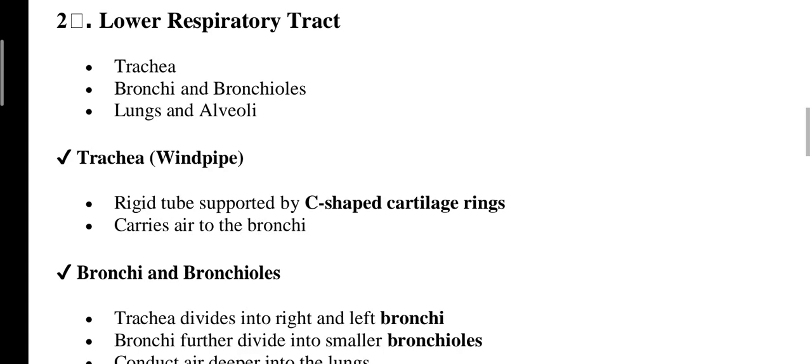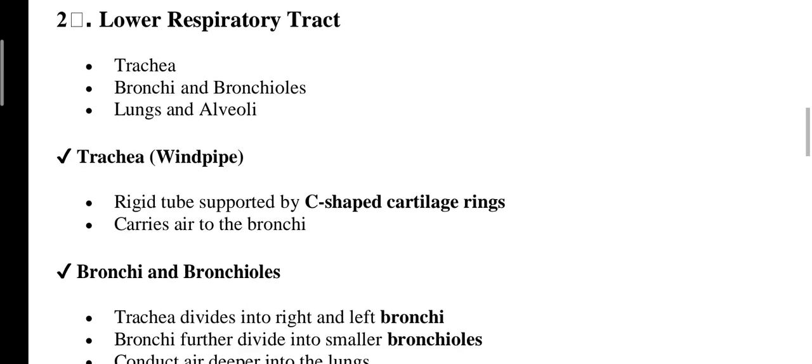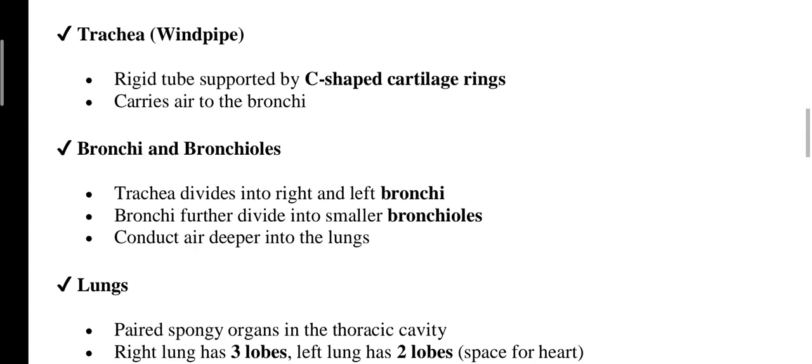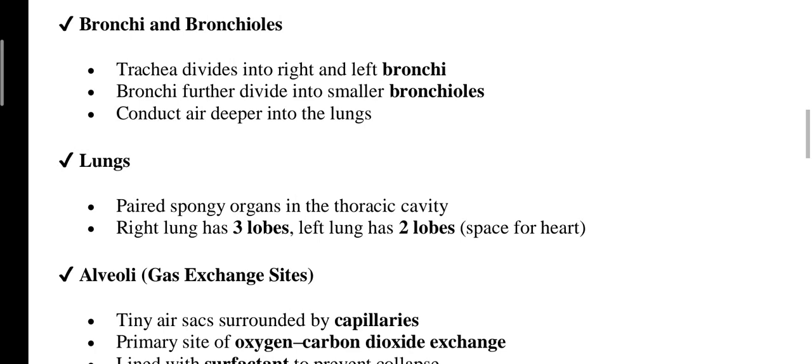The trachea means windpipe, a rigid tube supported by C-shaped cartilage rings, which carries air to the bronchi. The trachea divides into right and left bronchi. The bronchi further divide into smaller bronchioles, which conduct air deeper into the lungs. Lungs are paired spongy organs in the thoracic cavity. The right lung has three lobes and the left lung has two lobes, to make space for the heart.